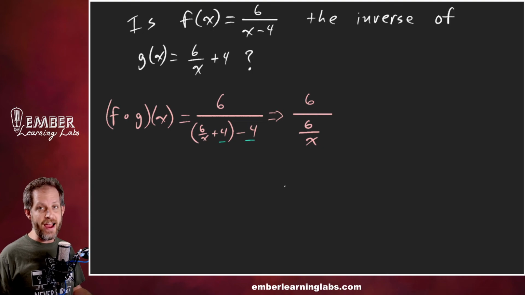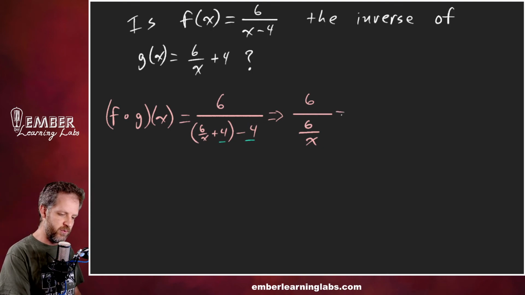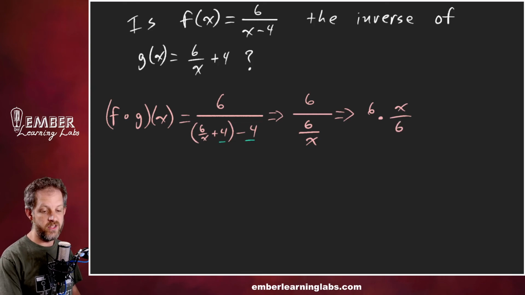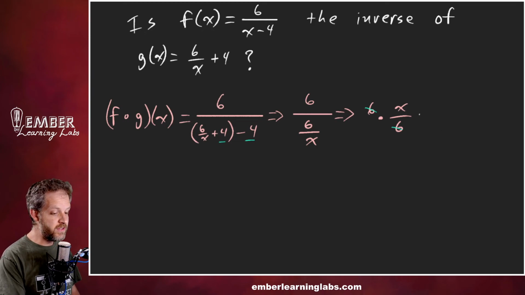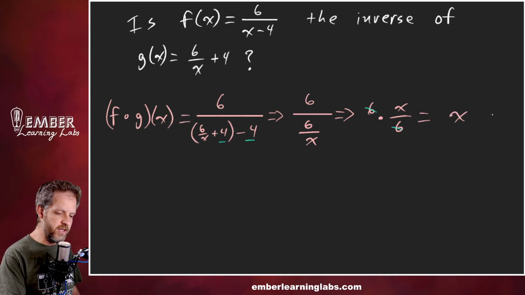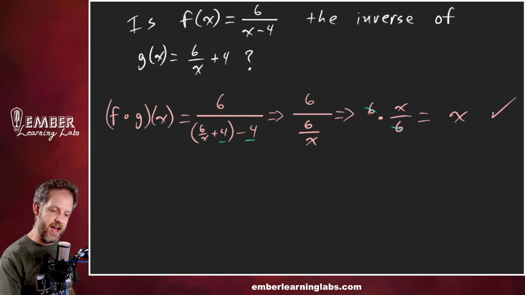But how do you divide fractions? Well, you multiply by the reciprocal. So this would equal 6 times x over 6, which of course, obviously, those cancel, leaving us with x. So this one passes the test. So we need to do it the other way around, and we still get x.